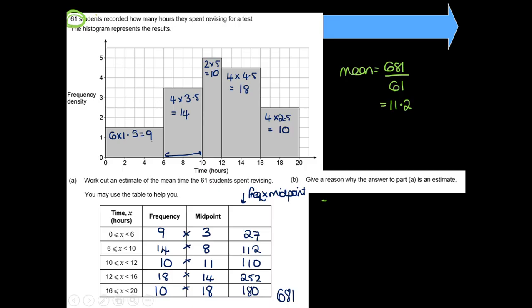So the 2 reasons why it's an estimate: 1, we don't have the original data, and 2, it's because we use the midpoint. Let's have a look at another problem-solving question. With any of these, you're welcome to pause it and do it yourself, and then have a look at my solution.